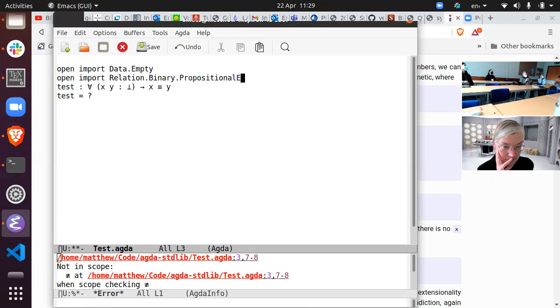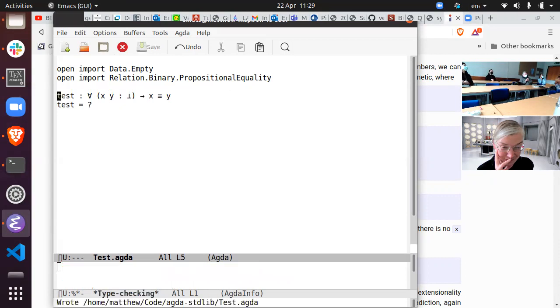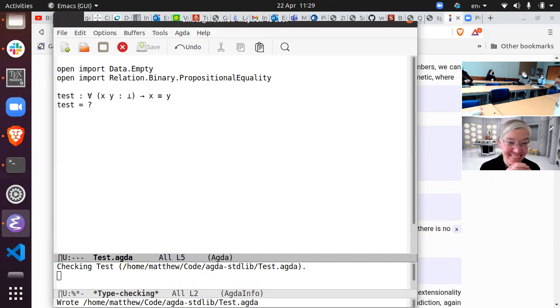No one has ever commented that it takes like 50 characters to import equality from the standard library, but I feel like someone should. No one has ever commented on that.